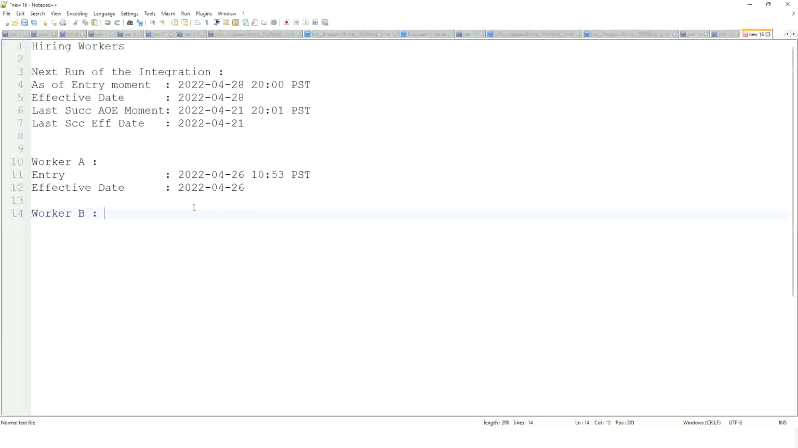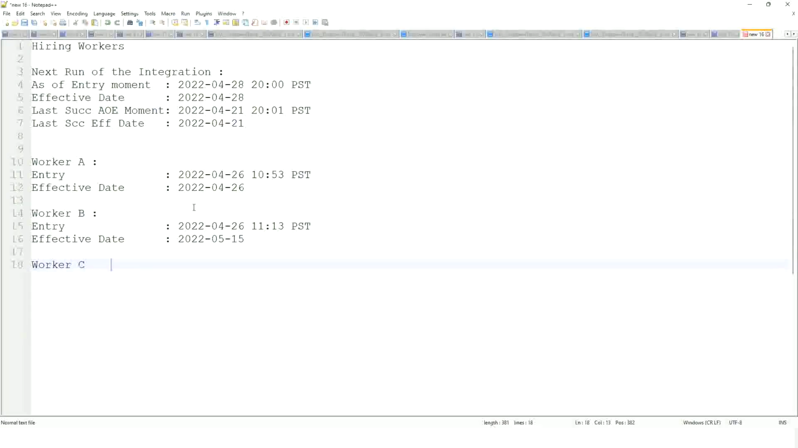Then we have another worker, which is worker B. The HR person was working and she made the entry at the same go. She finished this by 11:30 PST, in 10, 20 minutes. The effective date of worker B is 2022-05-15. This person, worker B, is going to join us on the 15th of May. So it's a future date in hire.